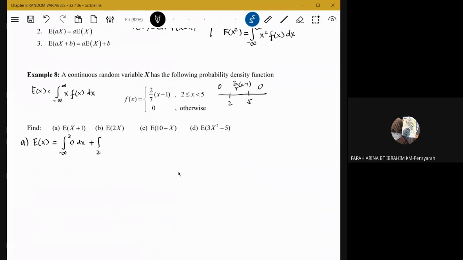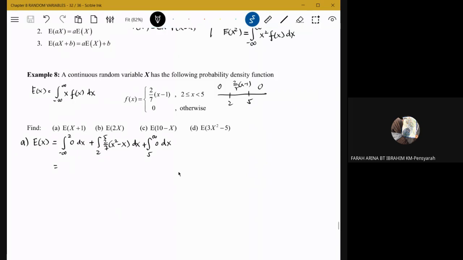And then 2 towards 5. And then we have to multiply with the x. So we end up x squared minus x. And then here will be 5 towards positive infinity, 0 dx. So walaupun hujung dan hujung dia adalah nilai 0, you have to show. Sebab dia adalah termasuk dalam konsep yang ini. Mesti nampak negative infinity dan positive infinity.